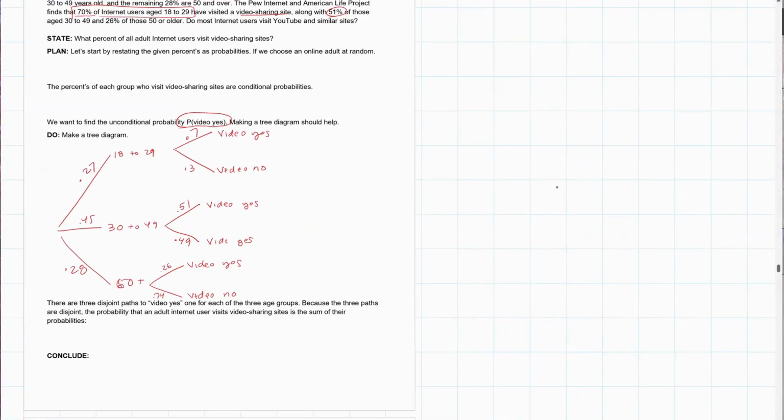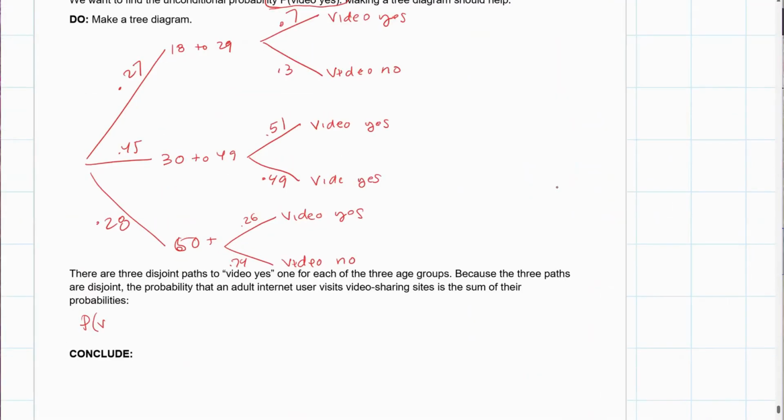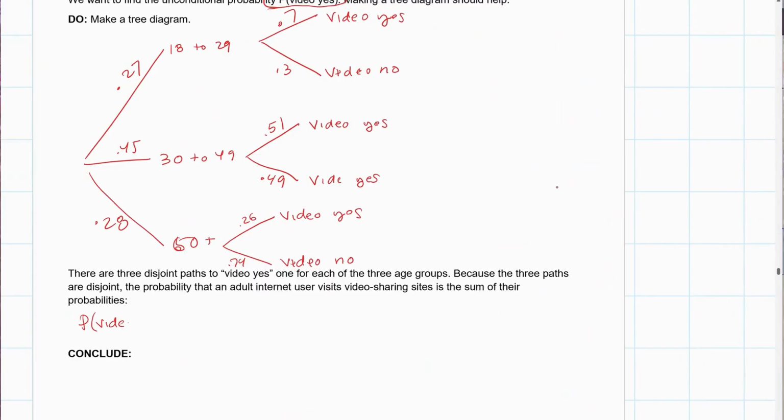How might we do that? Well, the probability of video yes, let me make this a little bit bigger, could be thought of as the sum of the event y, young and yes, plus let's call these people the middle age people, the probability of middle and yes.